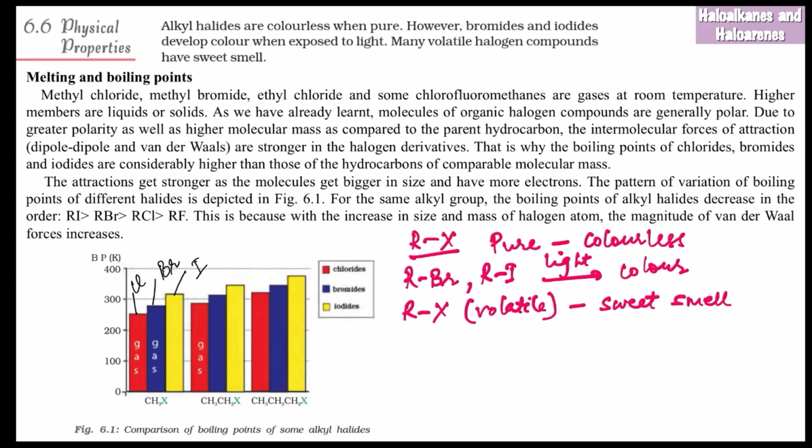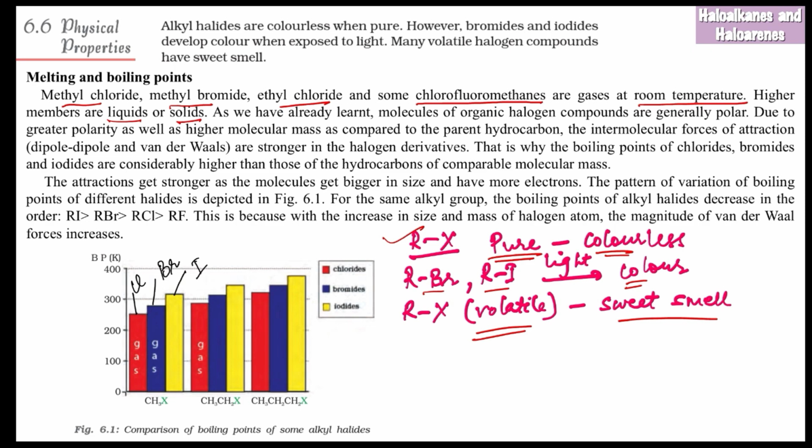Physical properties. Any alkyl halide, when it is pure, is colorless. But bromides and iodides, when exposed to light, develop a deep color. Alkyl halides which are volatile, which means they can go into the vapor state easily, have a sweet smell. Now melting and boiling points. Usually methyl chloride, methyl bromide, ethyl chloride and some chlorofluoromethanes are gases at room temperature. But higher members are either liquids or solids.